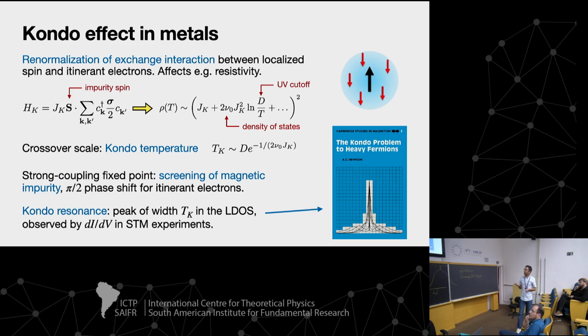And finally, there is also the famous Kondo resonance, which is a very important paradigm of how we think about quantum many-body phenomena. It's even on the cover of Hewson's famous book on the Kondo problem. And the idea is that if you measure the local density of states for the conduction electrons, you get this very narrow peak at the Fermi level, which can be observed in STM experiments by the differential conductance, and the width of this peak in the zero temperature limit is essentially the Kondo temperature.